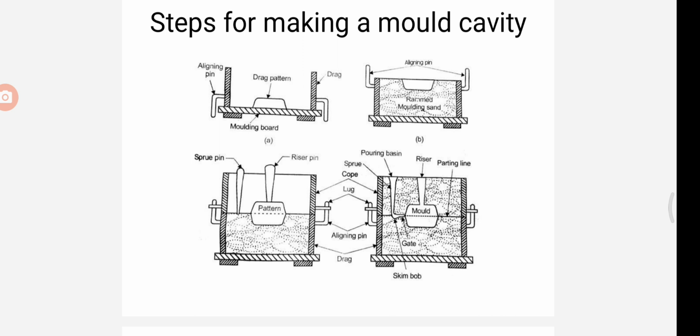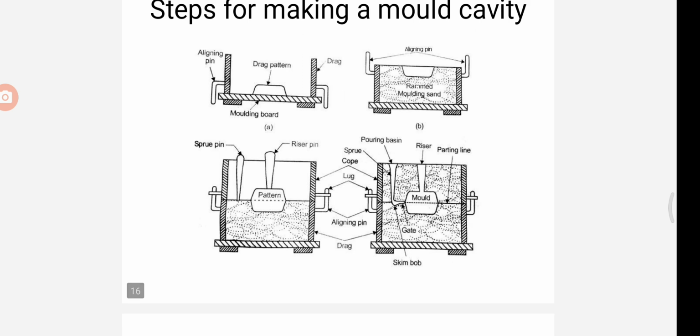Next, the facing sand is sprinkled carefully all around the pattern so that the pattern does not stick with the molding sand during withdrawal of the pattern. Next, the drag is filled with loose prepared molding sand, and then ramming is done uniformly in the molding box around the pattern. Next, fill the molding sand once again and then perform ramming. Repeat the process 3, 4 or 5 times.